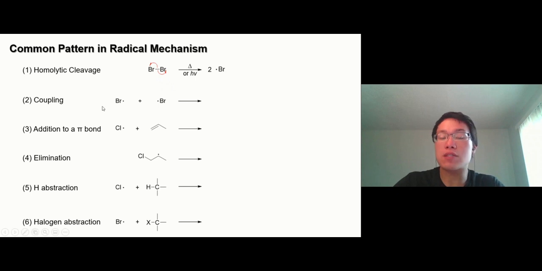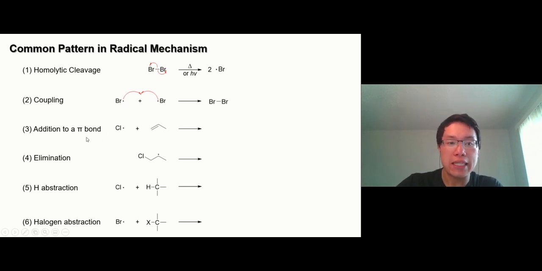Now the second one is called coupling, which means two radicals couple or form a bond together. To form a bond, we're going to draw an arrow that shows that these two electrons form a bond, like get together, looks like that. All right, and you should get a bromine molecule.